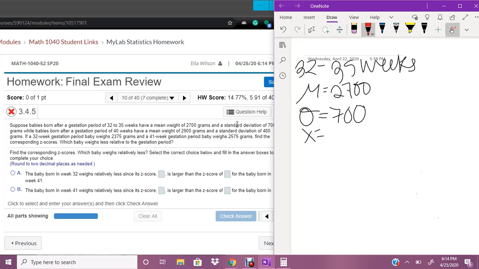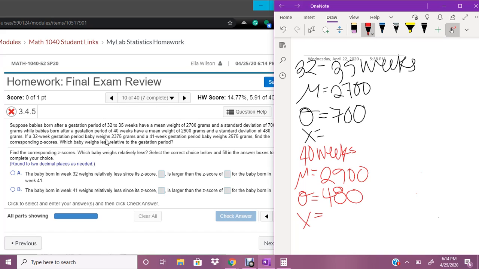Okay, and so now our next set of data is 40 weeks. And our mean is 2900. Our standard deviation is 480. And our x we will find later. So then it says if a 32-week gestation period baby weighs this much, so 32 would be in this category, so that will be our x.